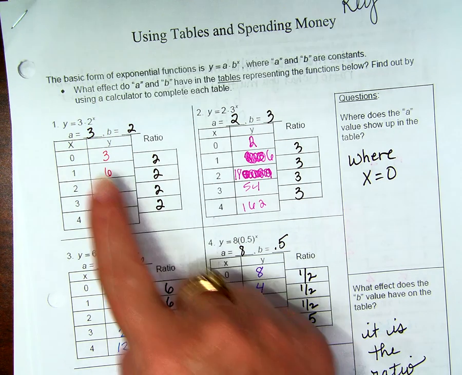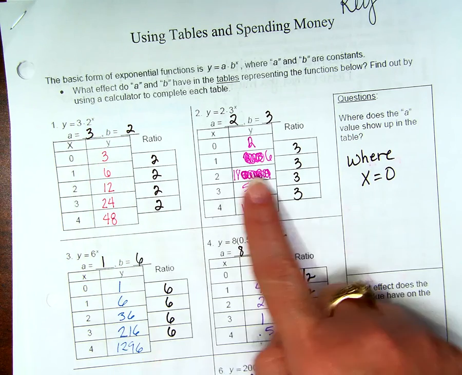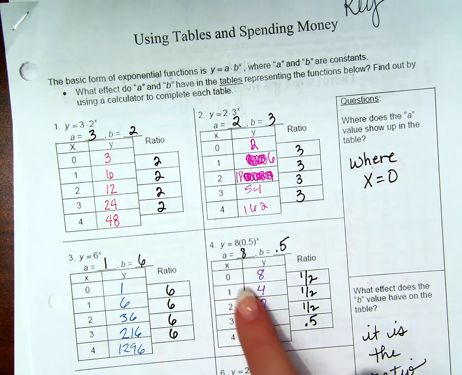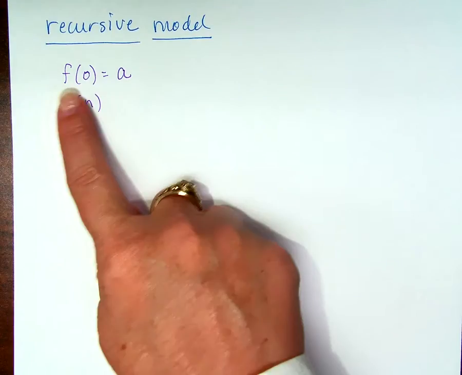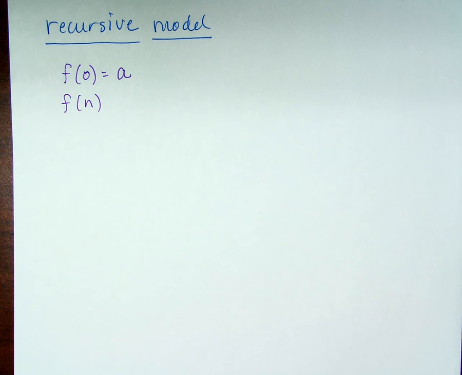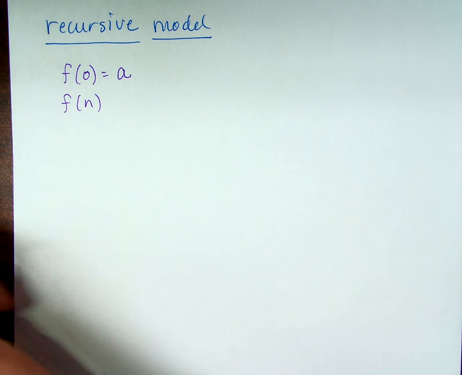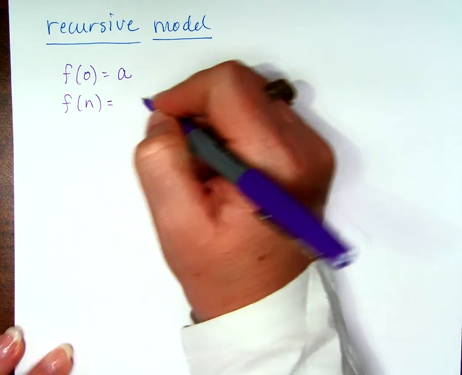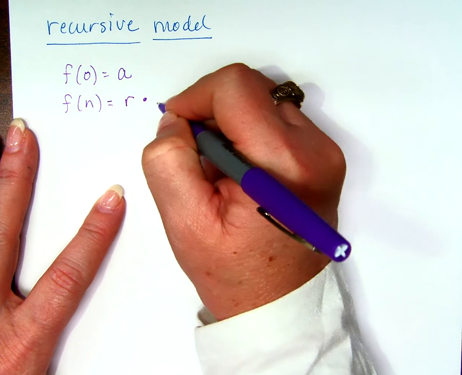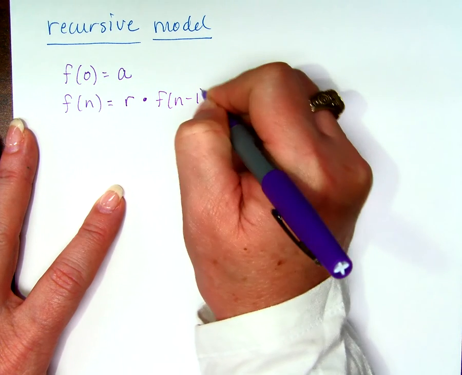You remember that? Every time x was 0, y was a. So when you have f of 0 for any function, that should equal a. Okay? So what you need to know is the value of f of n. And I'll just go ahead and tell you. It's r times f of n minus 1.